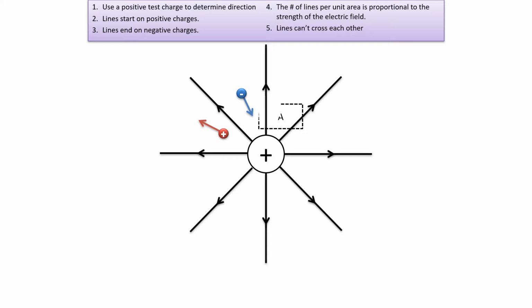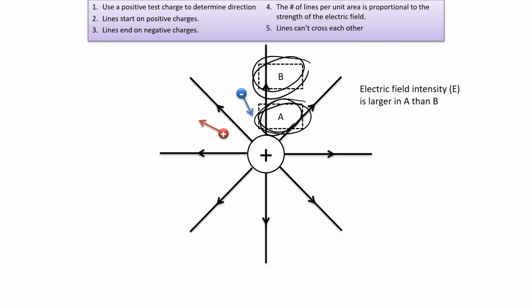Okay, then this is talking about number 4 here. The number of lines per unit area is proportional to the strength of the field. I have a unit area, and I'm going to draw the same size box but further away. And we can see that the electric field intensity is larger in A than in B, because look at the number of lines per unit area.